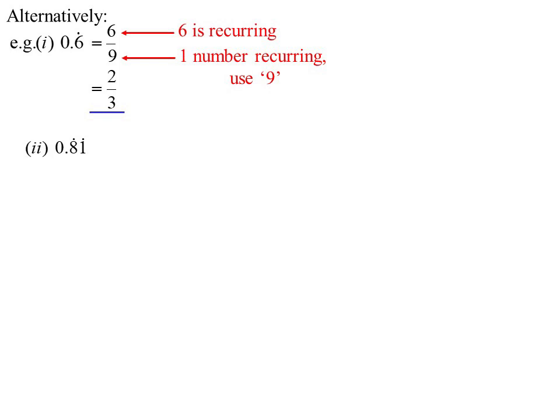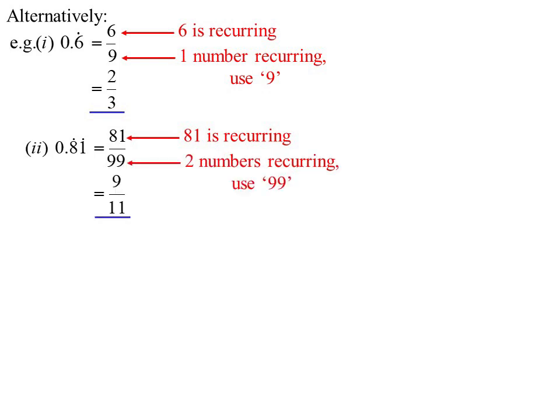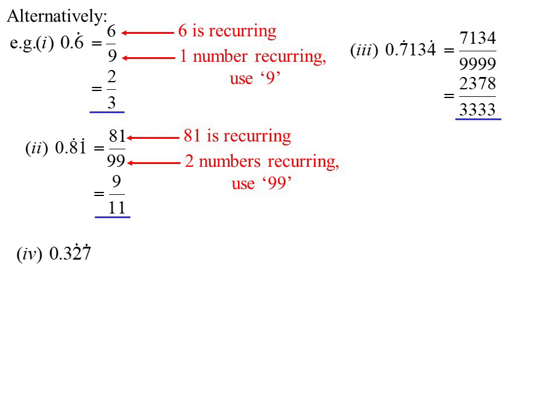0.81 repeater, using the same idea, I'll put 81 on top because 81 is recurring, but on the bottom I'll put 99. Two numbers are recurring, so I put down 2 9s, and by 2 9s I don't mean 18, I mean I physically put 2 9s, 99, 81 on 99. There's my answer. So if I had something like this, 0.7134, all the numbers are repeating, now I can just look at that and go, oh, okay, that's it. Bang, there's the answer. 7,134 over 9999. 4 numbers repeating, put 4 9s on the bottom. That simplifies down.